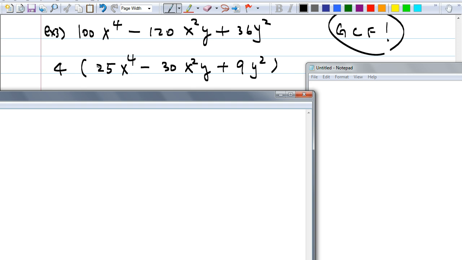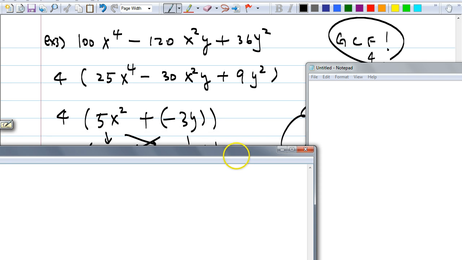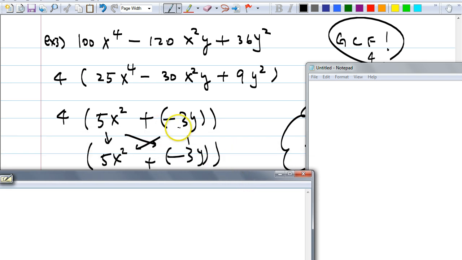And then you've got 9, and you have y at the end. Go ahead, everybody try, see what you get. Okay, here we go. What do I do with this 4? When I try to factor this trinomial, does it go away? No, it's still there. It's the greatest common factor, so it's still there. How many people got this? 5x squared plus negative 3y, 5x squared plus negative 3y.